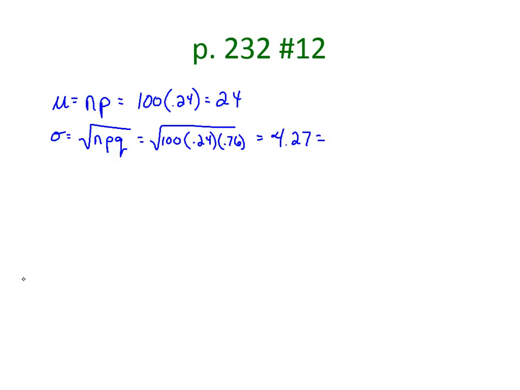4.27. Rounding rule would take it to where? Rounding rule will take it to 4.3 because you're rounding it to 1 more decimal than the original data, which is a whole number. So now, that's my mean and standard deviation.